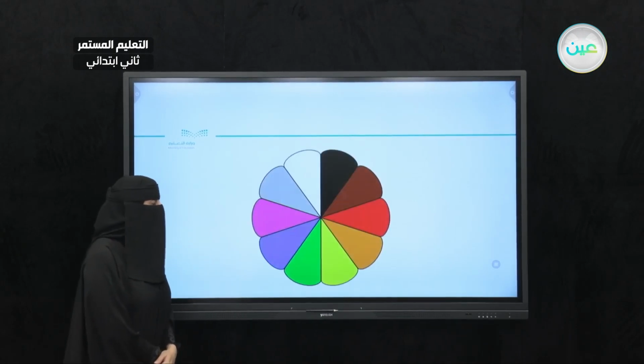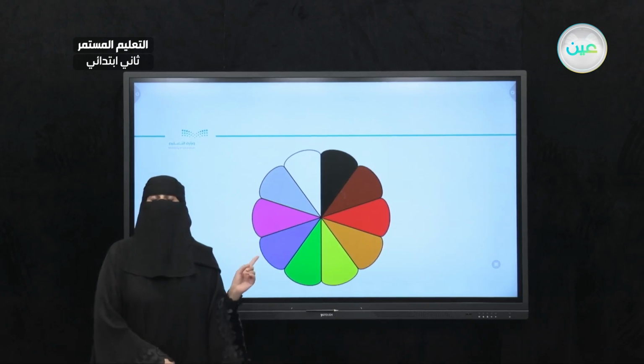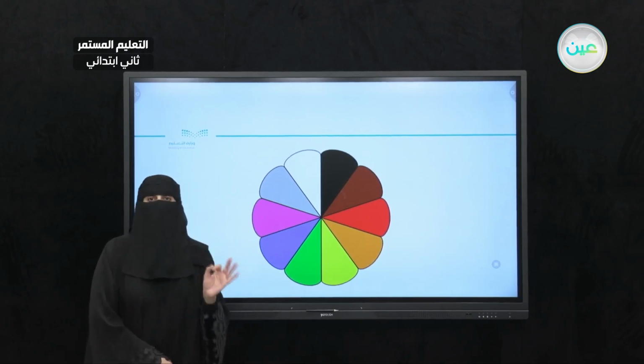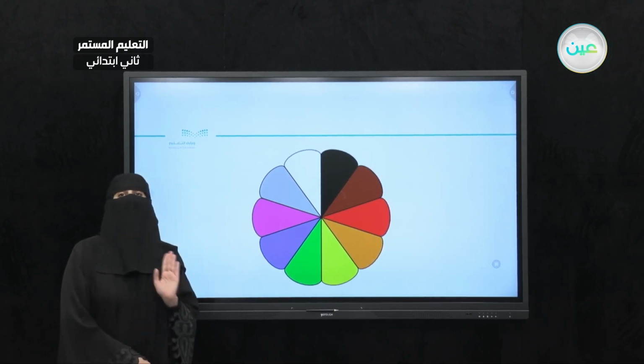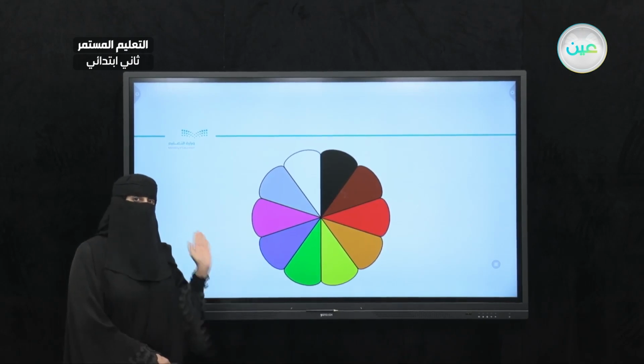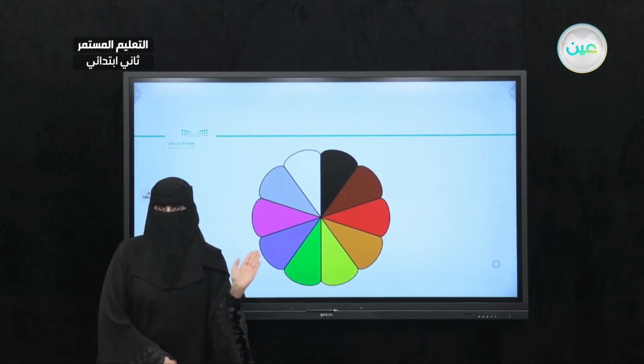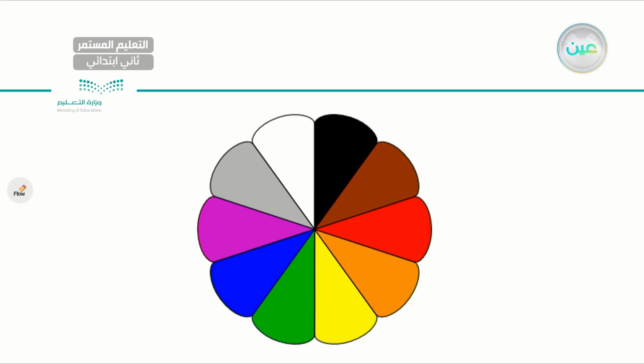Now, I need you to look at these different kinds of colors and tell me, how many colors can you name on your own? How many colors can you name out of these things? Take your time, try to name a few, try to name some of the colors. I'll be revealing the names. So, how many colors did you try to name? How many colors did you name so far?